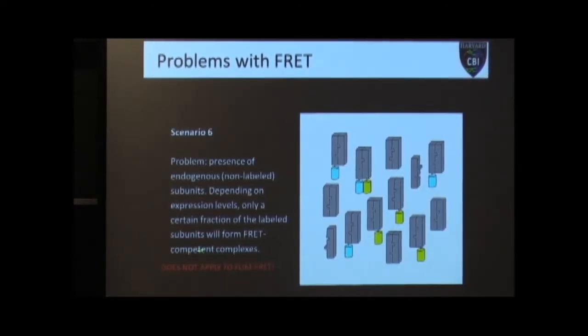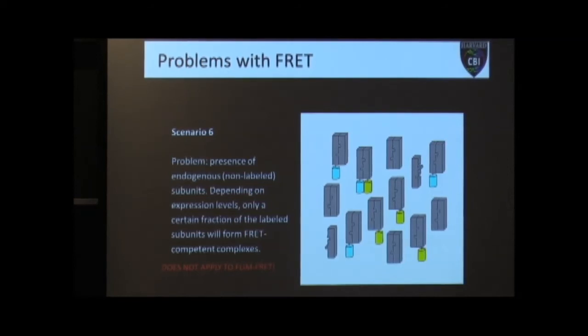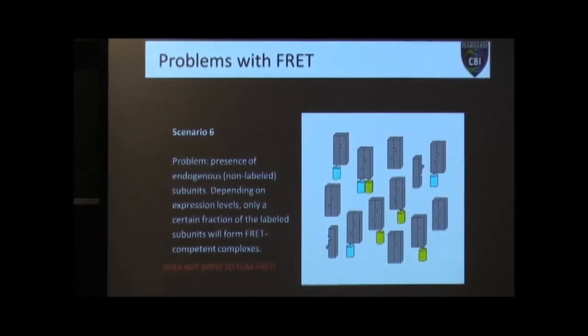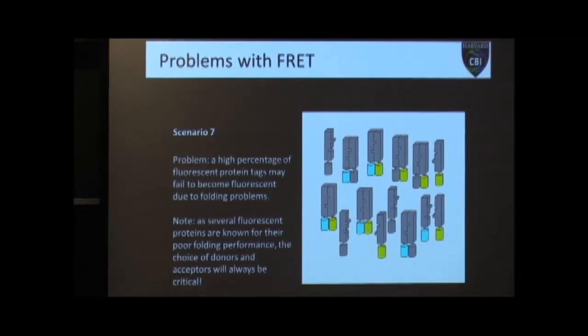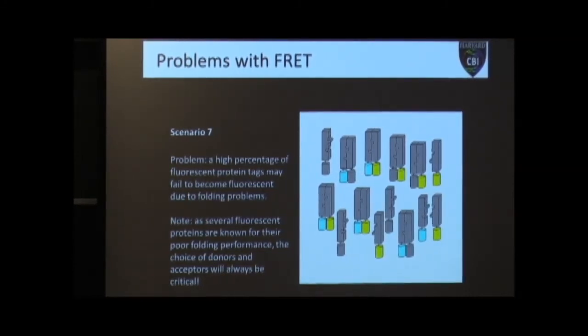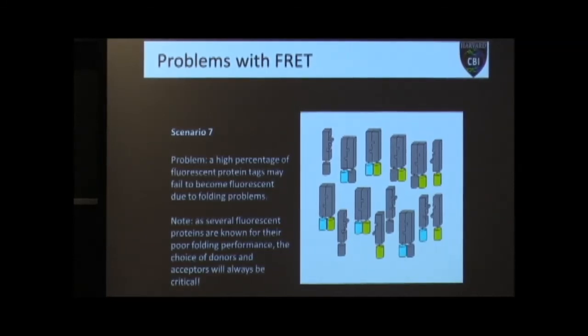Once again, this is not going to affect FLIM-FRET, or not to the same degree that it would affect sensitized emission or acceptor bleaching. And finally, another problem that you can have is the fluorescent proteins themselves cannot mature to a point where they can actually give off fluorescence. So you basically just have a lot of non-fluorescent proteins here, and when they pair up, you don't get FRET. And this is going to affect all types of FRET experiments.